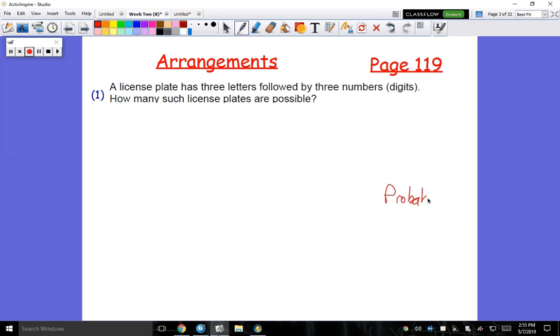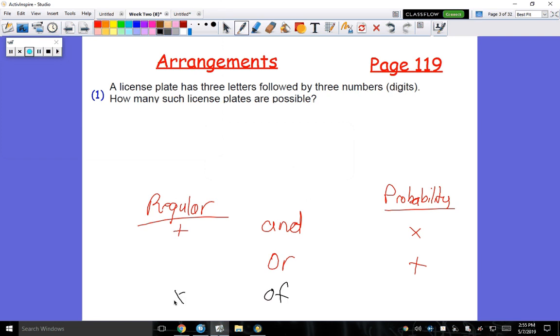In probability, there's two words that mean something, and in regular math, for instance, in probability, if you see the word and, you're going to multiply. If you see or, you're going to add. Whereas in regular math, if you see the word and, you add. And if you see the word of, then you multiply.